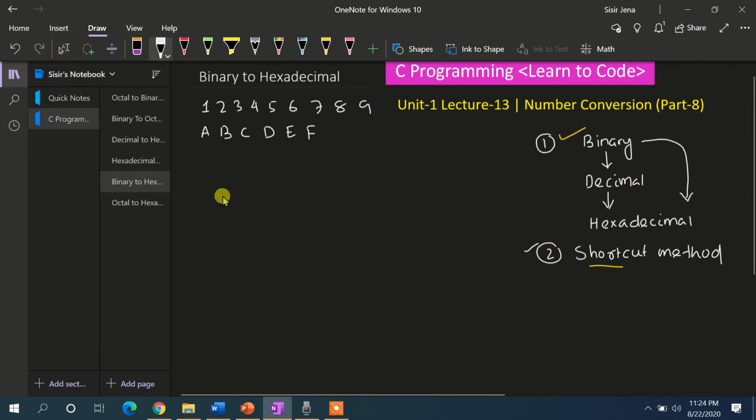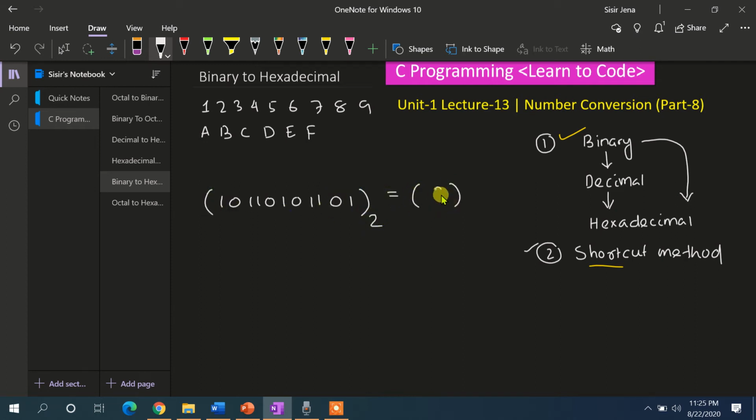Suppose the question is given 1011010101. Let's say this is your binary number given to you and you are asked to find out its corresponding hexadecimal number. So easy, what you are going to do is combine 4 digits from the right side. First 4 digits will be combined, 1101. Then the second 4 digits you need to combine. Then the third 4 digits. No digit is available, so put a 0 over here to make it 4 digits.